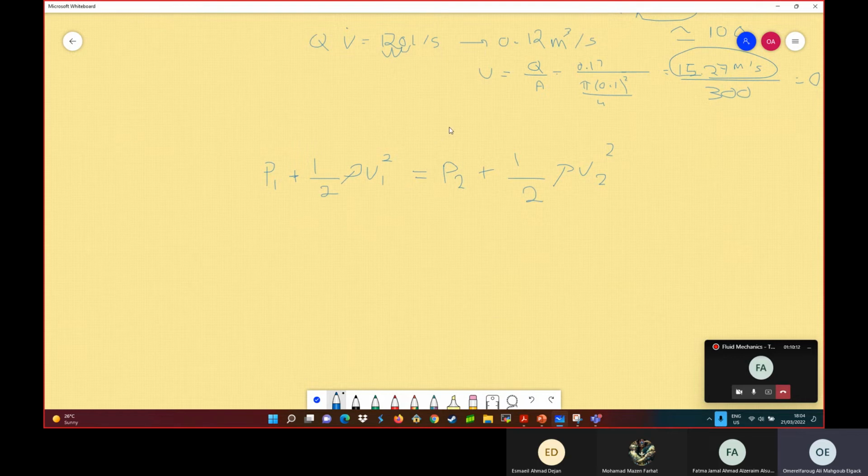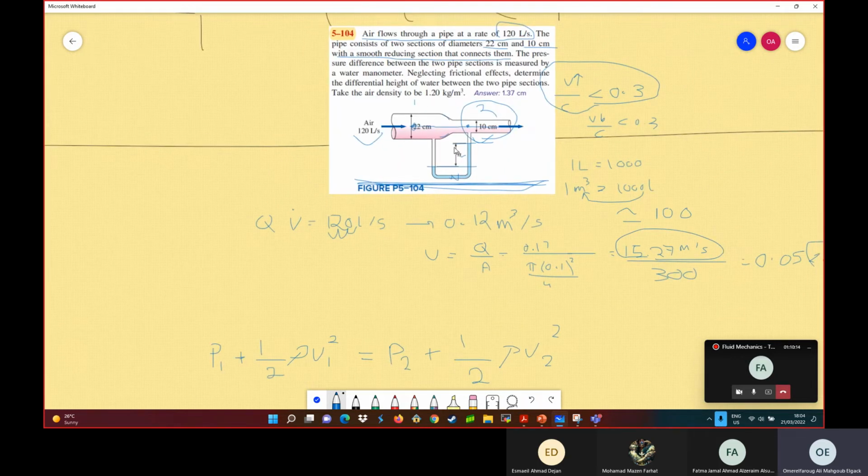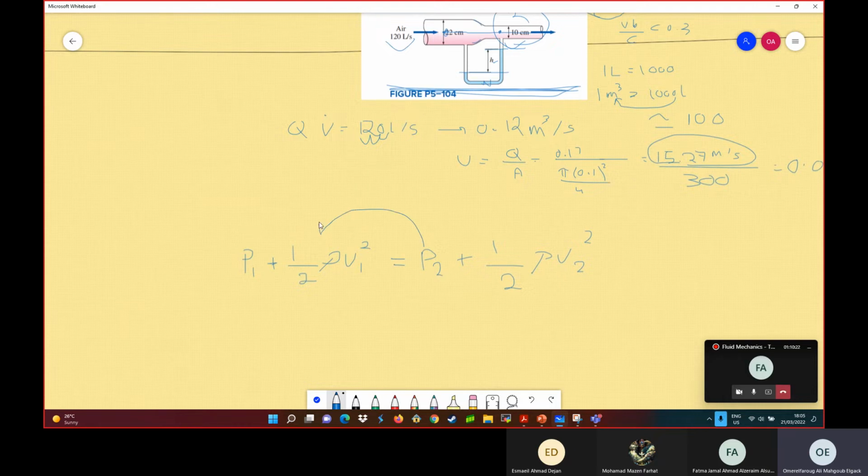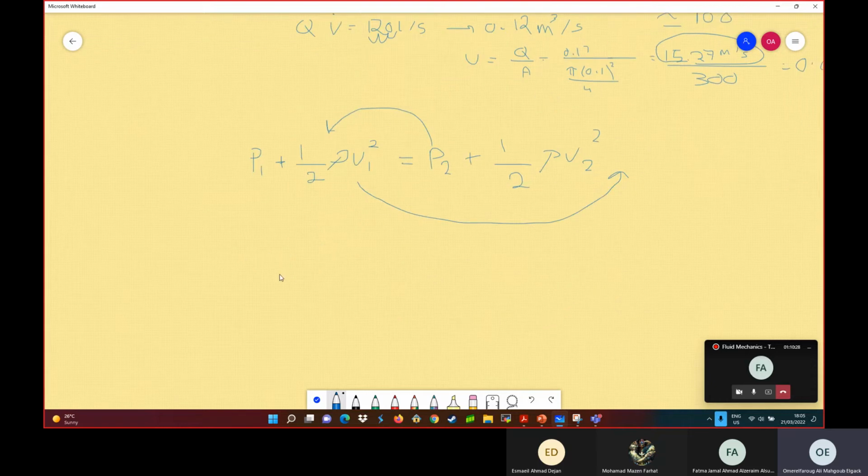Now we will rearrange the equation because he wants the height difference, not the pressure difference. So I will bring this pressure to the other side, and bring this term to the other side. So you have P1 minus P2 is equal to half rho V2 squared minus half rho V1 squared. Okay.